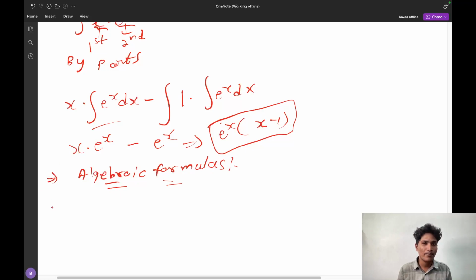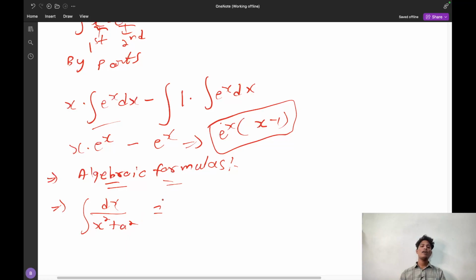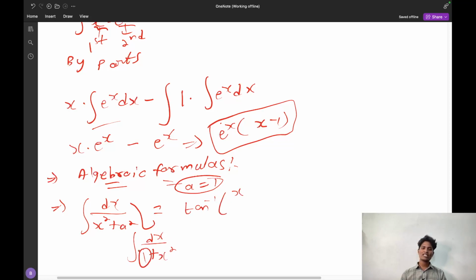And the formulas are: what is the integration of dx divided by x square plus a square? We have to think of the integration of x square plus a square. How to remember this formula? When the value of a is equal to 1, this entire integration is converted to integral dx divided by 1 plus x square. You already know what dx divided by 1 plus x square is. It is tan inverse x. But here in the place of 1 it is a. So tan inverse x by a, and before it will be 1 by a. This thing you have to remember.